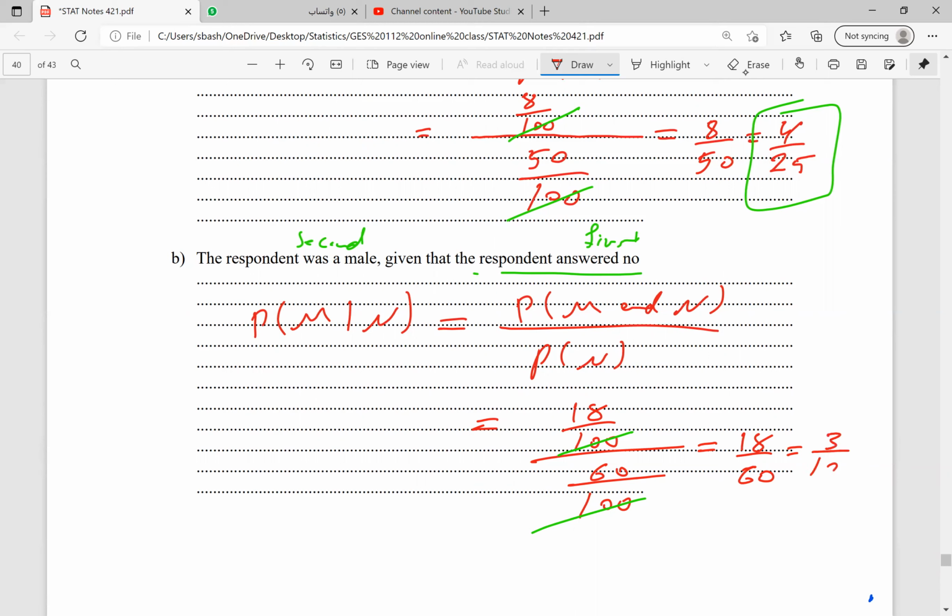So this is the idea of conditional probability. Find the probability of the second event given that the first event has already happened. So it is P of A and B divided by the probability of the first event. The first event should be in the denominator in the rule. So the probability of the second given the first equals the probability of the first and second divided by the probability of the first one. And in our example here, we have 3 out of 10, or it's equal to 30%.